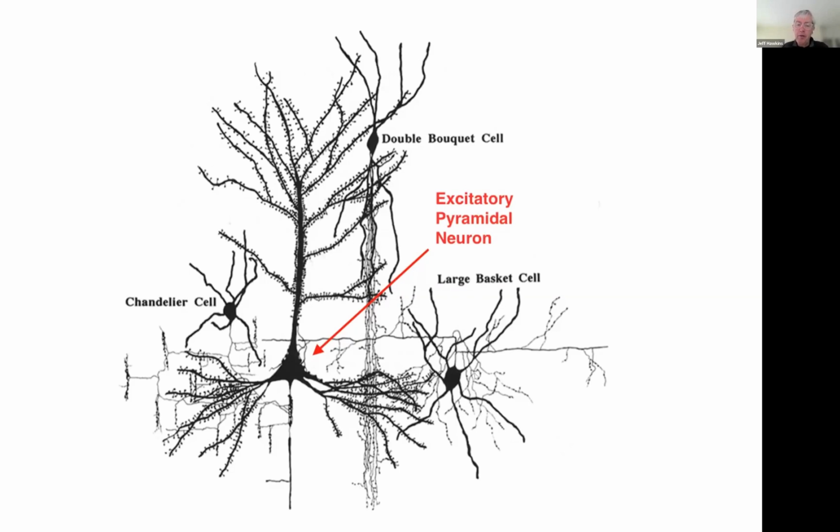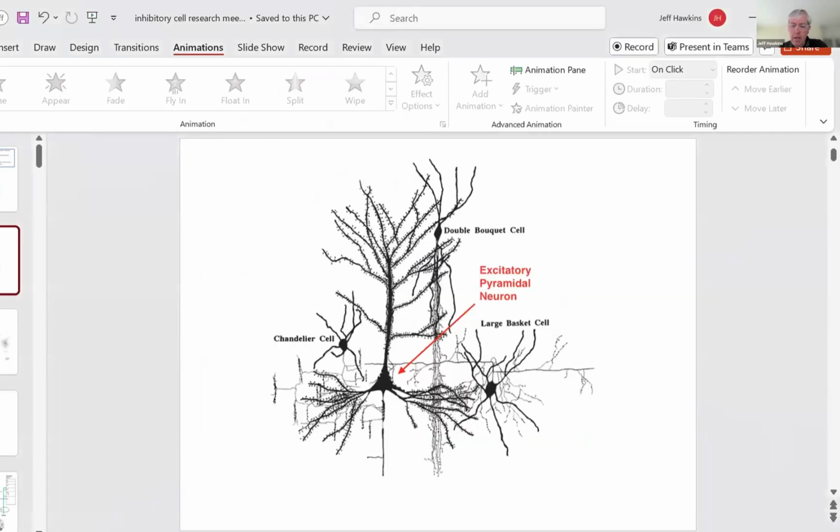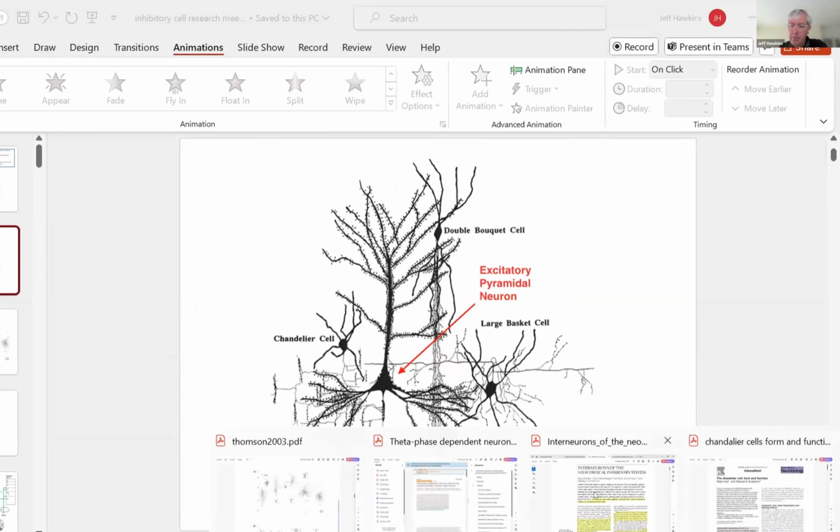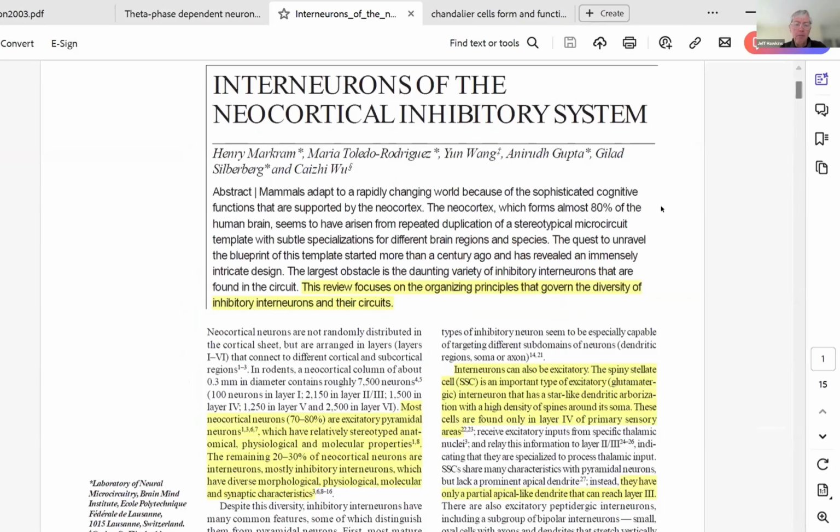And then here's a picture of a large basket cell, which just inhibits a lot of other cells, primarily by inhibiting the somas. So this gives you a sense of the kind of things we're talking about. Stop me if you want me to talk about something. All right, so here's the paper that Rami found and I read earlier and I agreed to review.